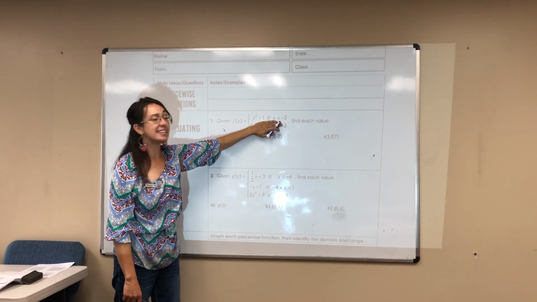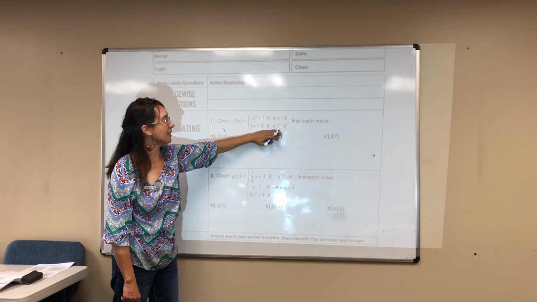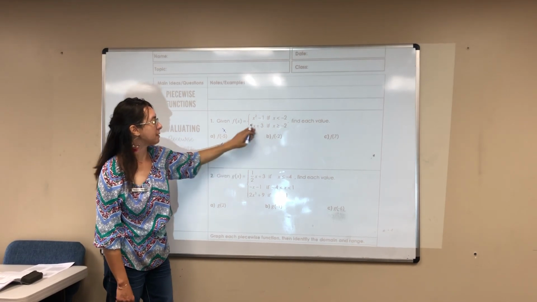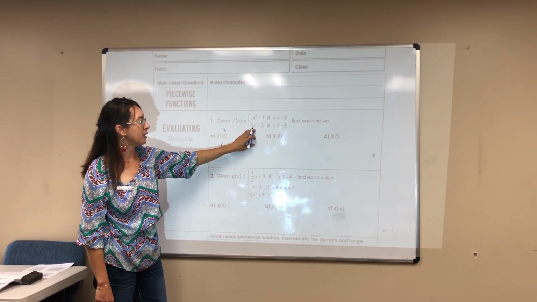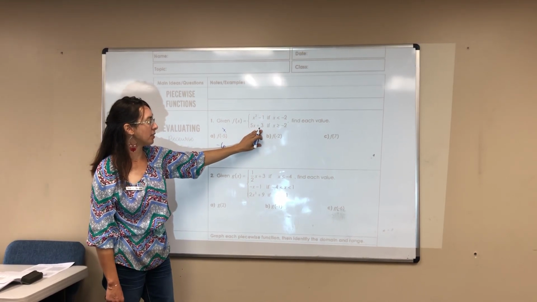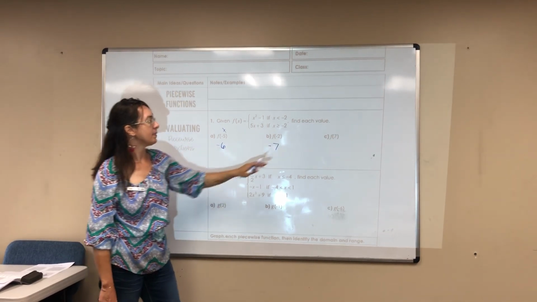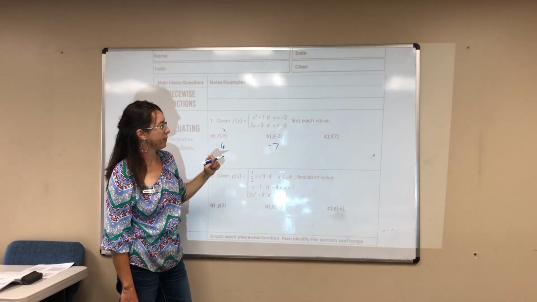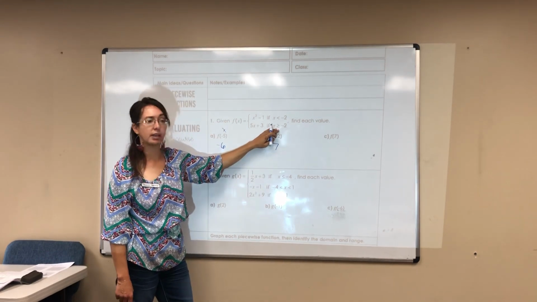Because it's less than negative 2. So it can't be that one when it's equal to? No, we've got to find the one when it's equal to. That would be the second. So now I have to plug it into the second one. 5 times negative 2 is negative 10 plus 3, negative 7. Okay? f of 7, do I use the top or the bottom? The bottom, because 7 is greater than negative 2.